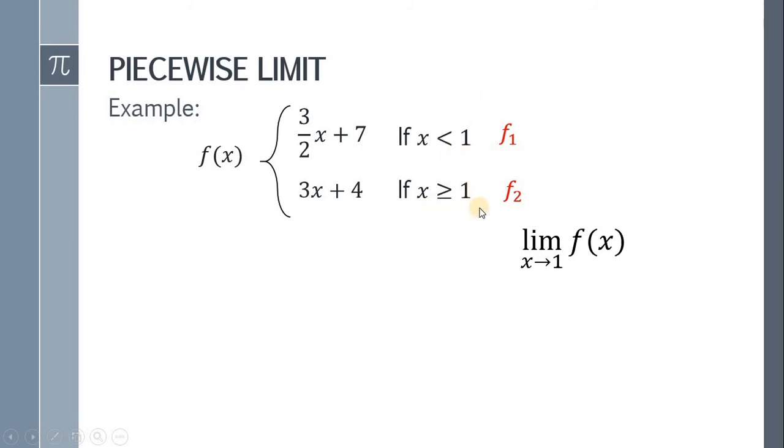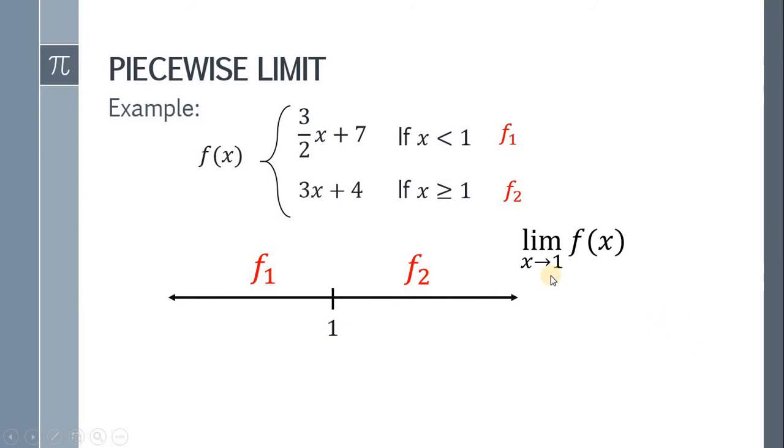Okay, titingnan natin kung sila ay magkadugtong. That's our goal. Next step is to make a line and ilagay natin dun yung boundary natin, which is yung 1. Next, dun sa left side ng 1, anong function yung gagamitin natin? Tandaan natin na yung first function is x is less than 1. So, ibig sabihin, yung nasa kaliwa ng 1 ay yung ating function 1. Yung nasa kanan ng 1 is yung ating function 2.